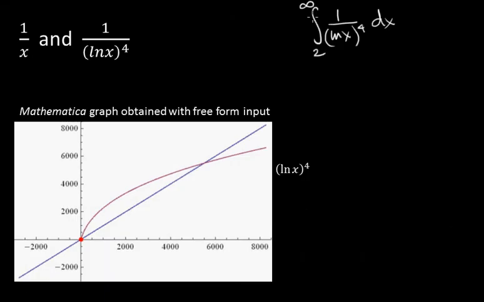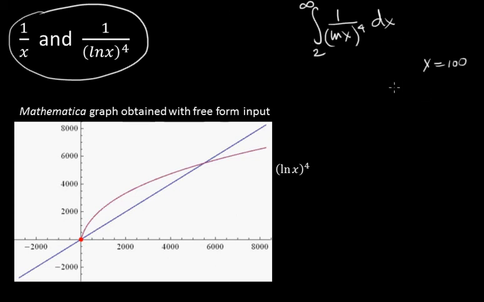Let's look at one more example. If you were given the integral from 2 to infinity of 1 over natural log x to the fourth dx, well, you don't know an antiderivative for that. And it looks like natural log x, like if x is equal to 100, then if you're trying to compare these, I'd like to get this above 1 over x, which would give me divergence.